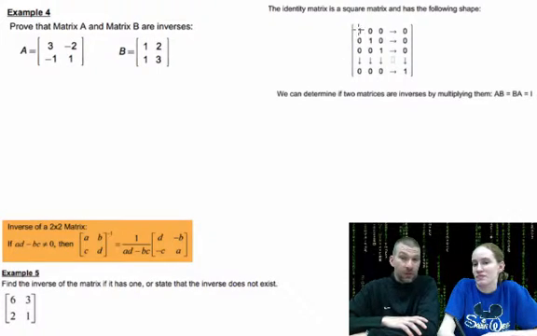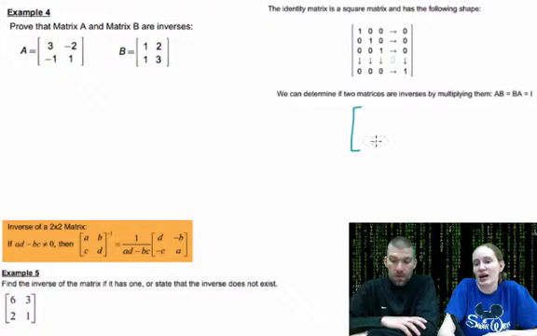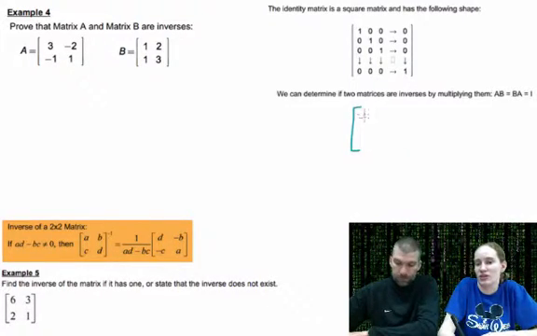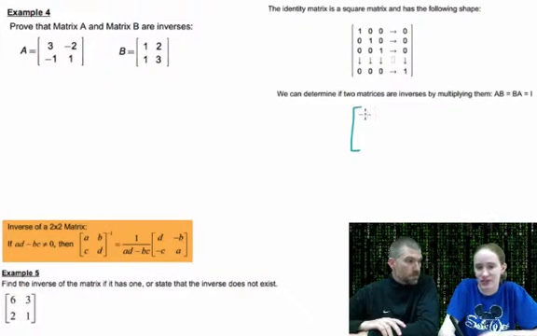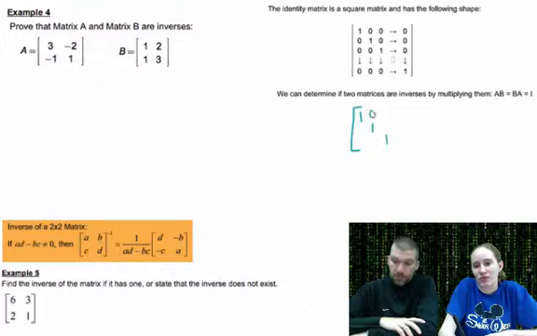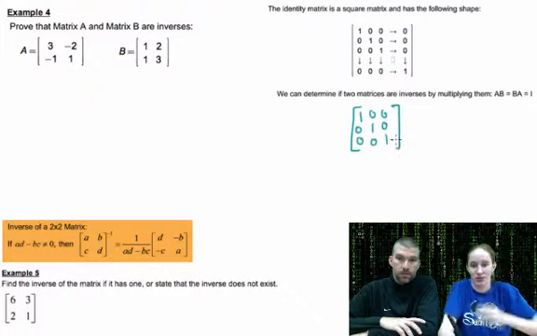And the identity matrix is really cool because all it is is ones and zeros. You have ones in a diagonal going from top left to bottom right. So if we wanted a 3x3 identity matrix, it has to be square. If it's not square, you can't do it. Then you have ones in the diagonal and zeros everywhere else. So this would be the identity matrix for a 3x3 matrix.